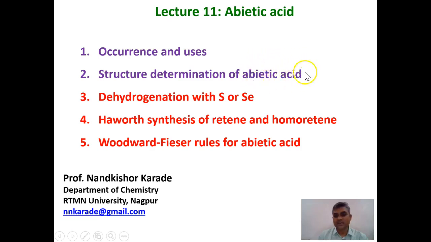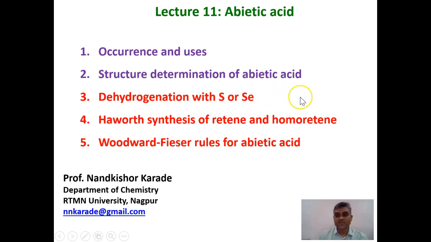The structure of abietic acid is relatively complex, and therefore we will have to perform more chemical experiments for structure determination of abietic acid. Now, in this structure determination, we will come across some important concepts in organic chemistry like oxidations with sulfur or selenium. Dehydrogenation or oxidation of terpenoid molecules with sulfur and selenium gives aromatic compounds.